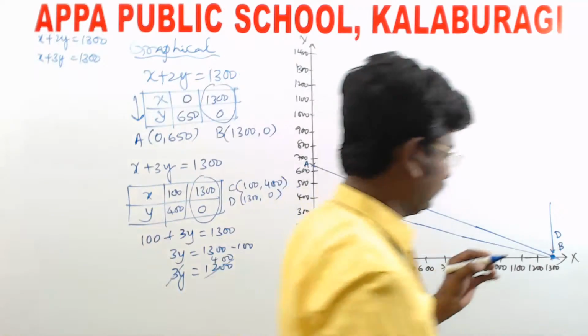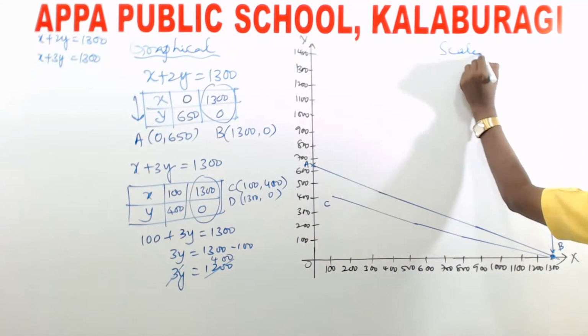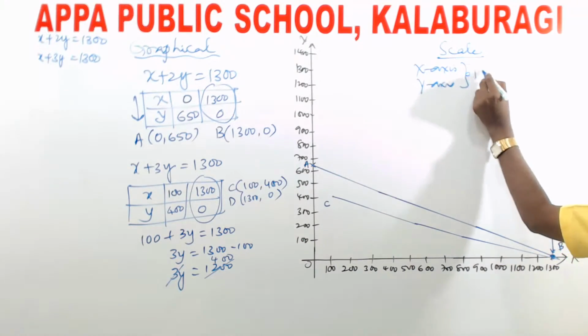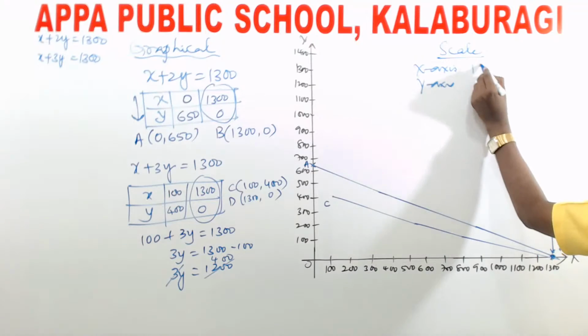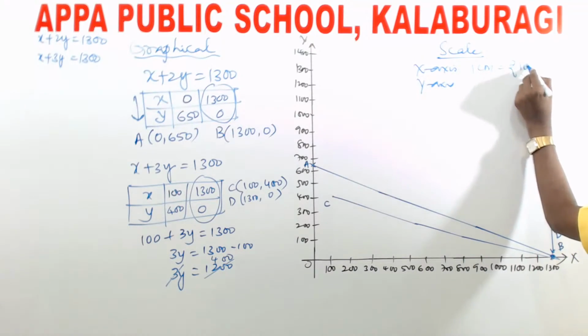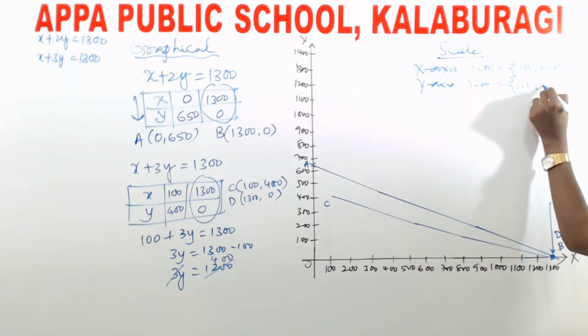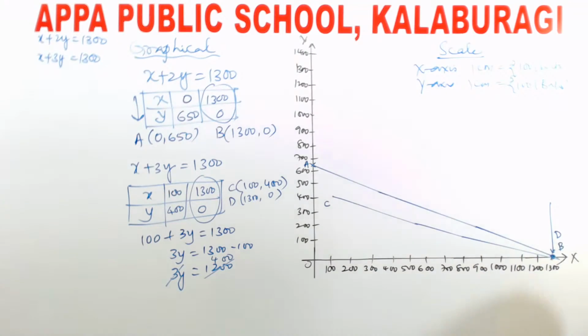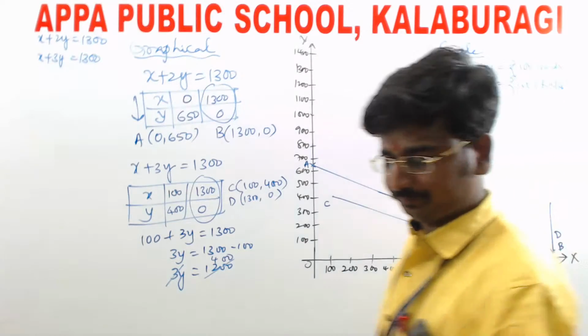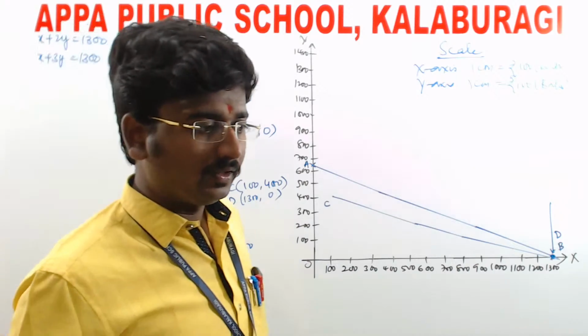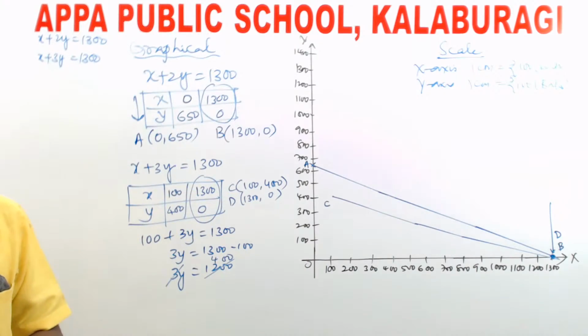So the scale, what I can write here is scale on the x-axis and y-axis. 1 centimeter is equal to rupees 100 for bats. 1 centimeter is equal to rupees 100 for balls. Okay, so this is the graphical solution for the second problem. I hope the concept is clear to you. So try this graph, complete it.